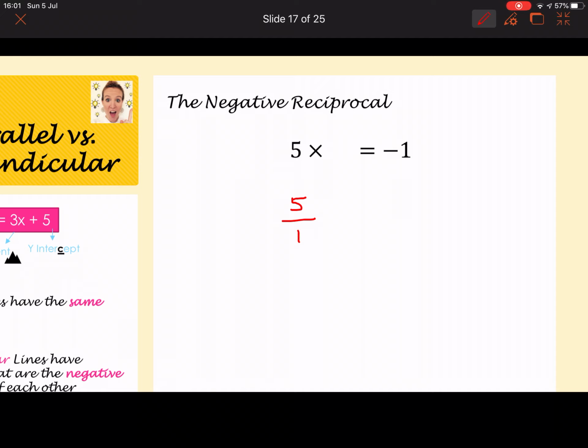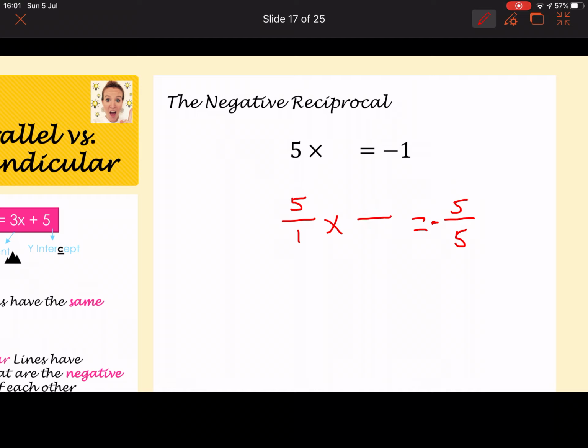Yeah, 5 over 1. You often do this when you're multiplying or dividing fractions as well. Times something will give you -1. Now, -1, we're going to have a little minus there, but it could be anything over anything. So do you agree that -1 is the same as -5 over 5? Yeah, 5 divided by 5 is 1, so that is -1.